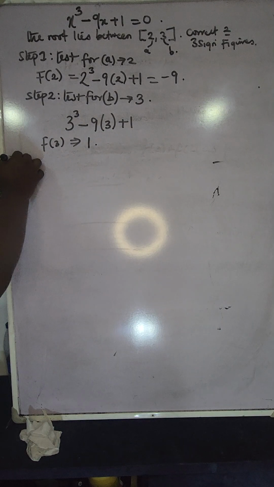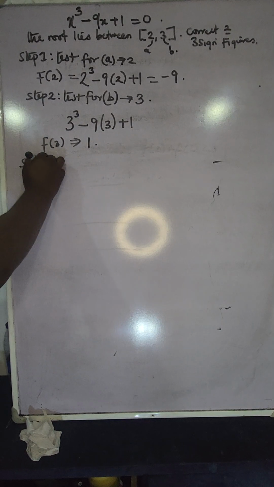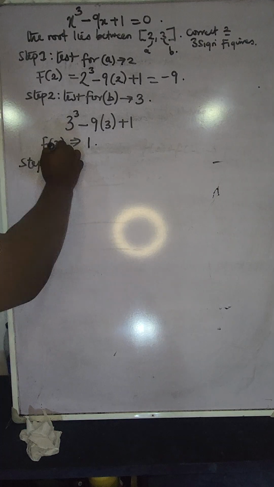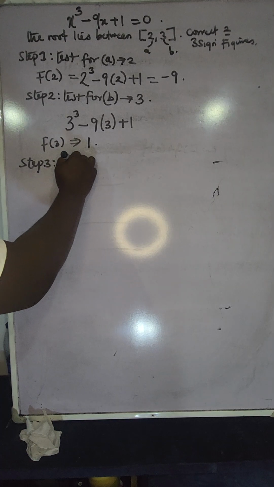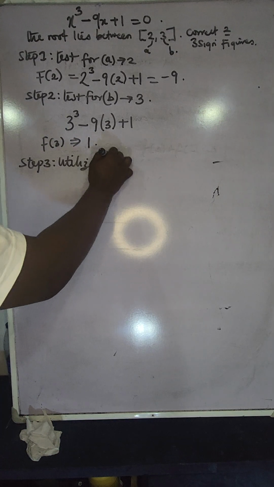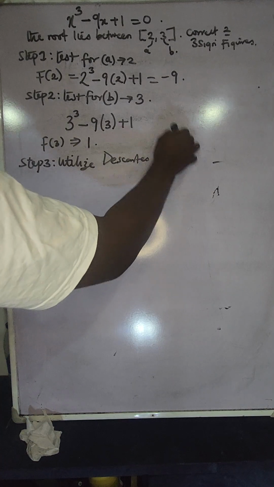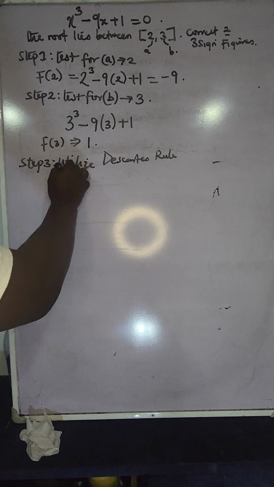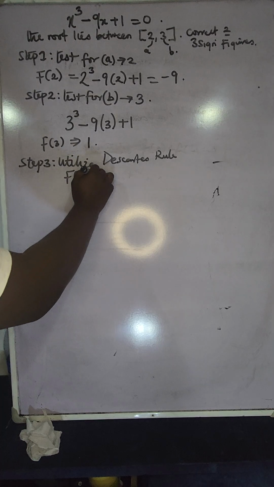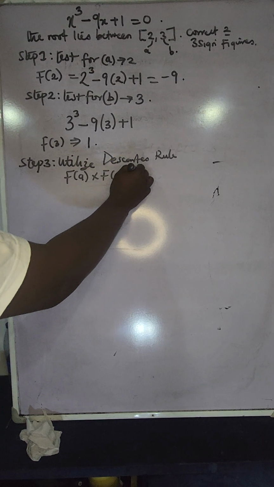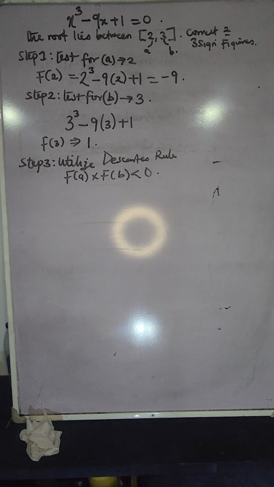And so step 3 is to utilize Descartes rule, which states that f of A multiplied by f of B should be less than 0. So let's check that out.